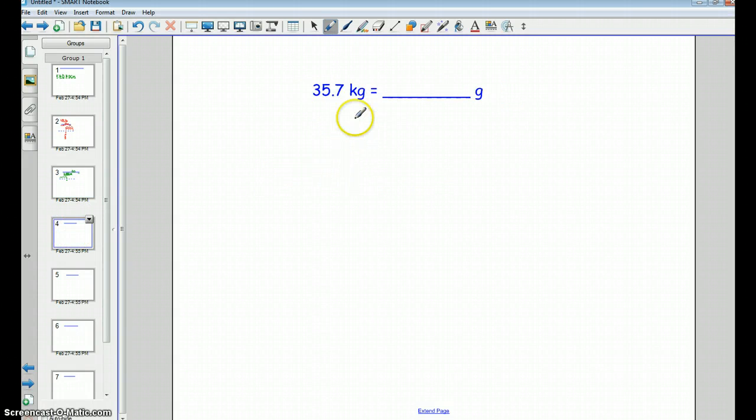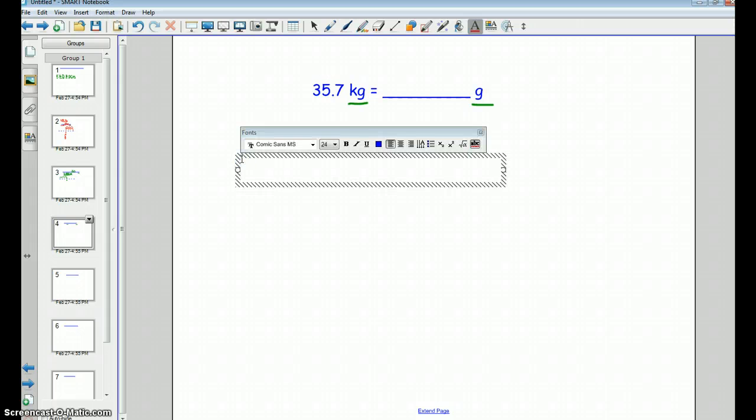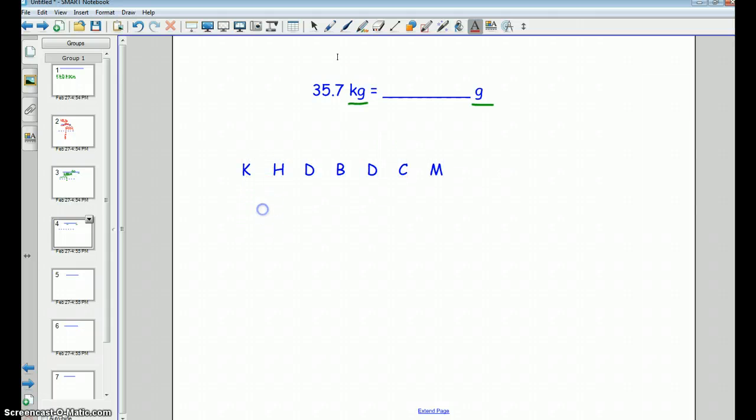Okay, 35.7 kilograms. I want to know how many grams that is. So once again, I think about my mnemonic device. King Henry died by drinking chocolate milk. And I'm currently at the kilograms. I need to go to grams, which is at my base. So I moved to the right. How many spaces? Hopefully you were thinking 3.